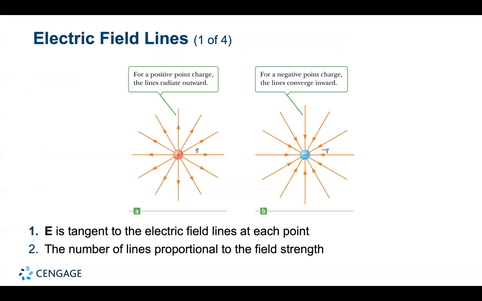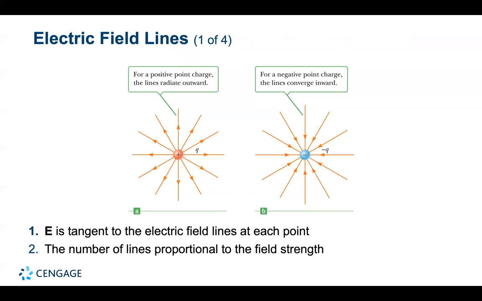Okay, let's talk about electric field lines. In the figure, we're showing the electric field lines for a point charge. You can note that the figures show only those field lines that lie in the plane of the page. To help visualize the electric field, we can draw lines pointing in the direction of the electric field vectors at any point. These lines, which were introduced by Michael Faraday, are called electric field lines, and they are related to the electric field in any region of space in two ways. Number one, the electric field vector E is tangent to the electric field lines at each point.